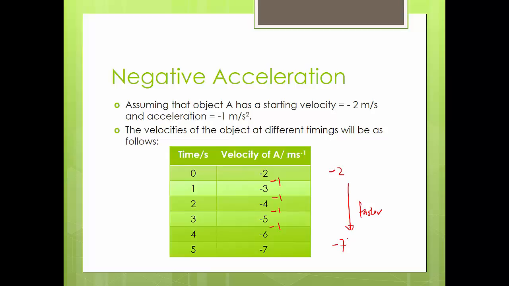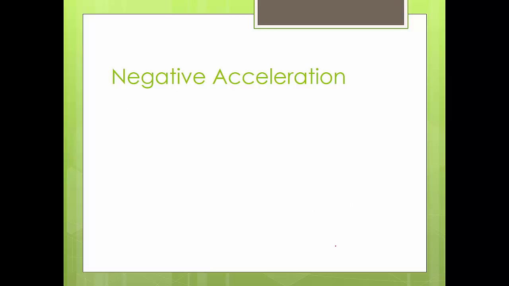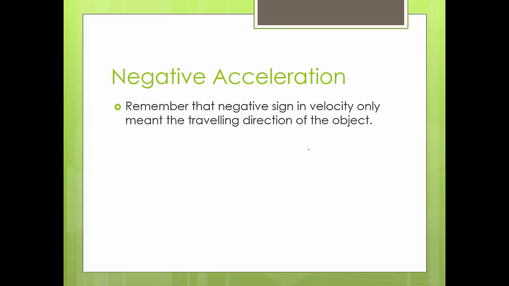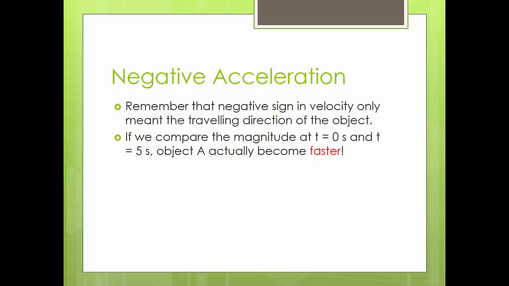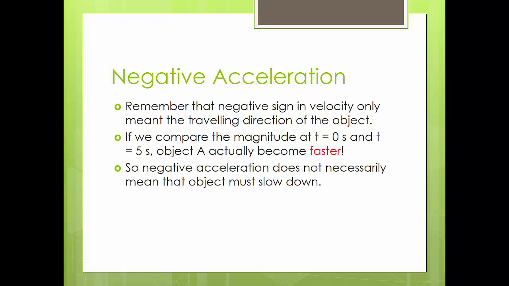If you recall our revision, the negative only tells you that you are traveling in a certain direction. In this case, maybe left. So remember that the negative sign in velocity only means the direction of the traveling object. So if you do a comparison, this object actually became faster, and you have negative acceleration. So negative acceleration doesn't necessarily mean that the object must slow down. Negative acceleration just always subtracts, bringing the number down by a certain negative amount.